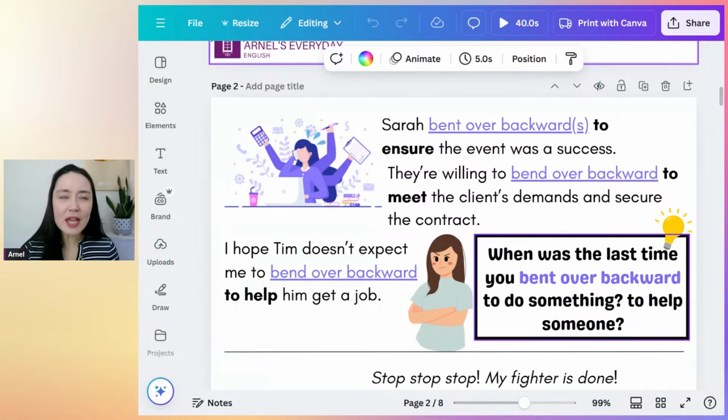So think about it. Think about this expression. When was the last time you bent over backward to do something or to help someone? Really good.